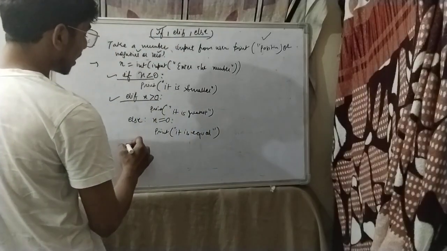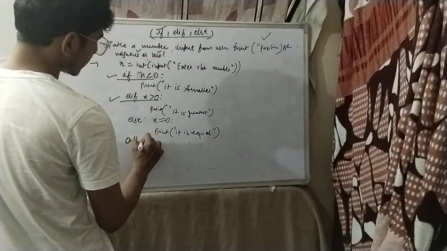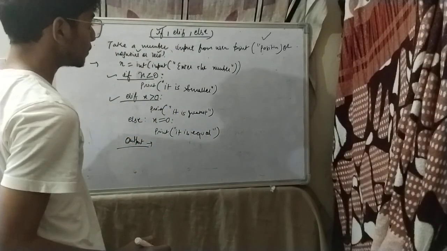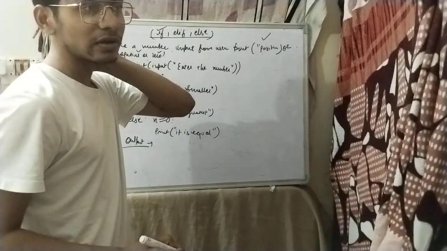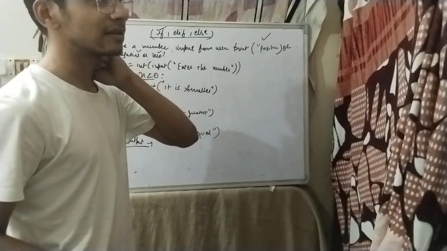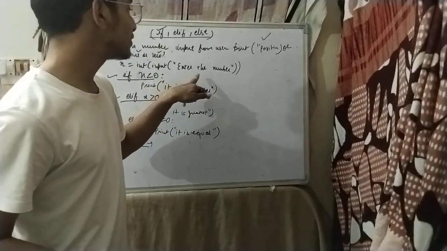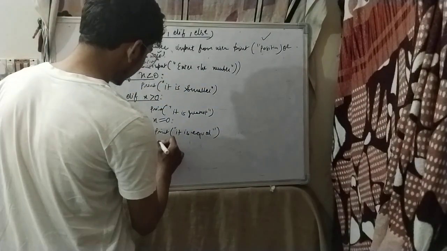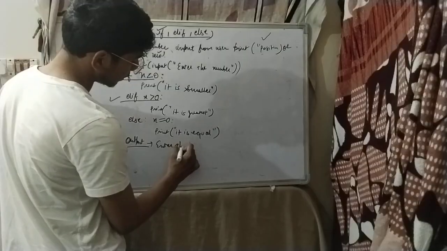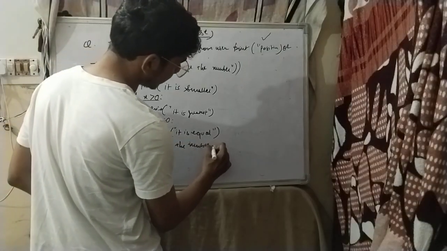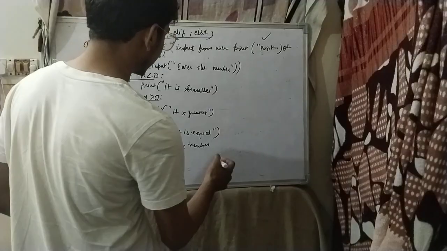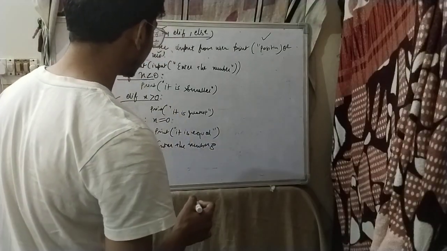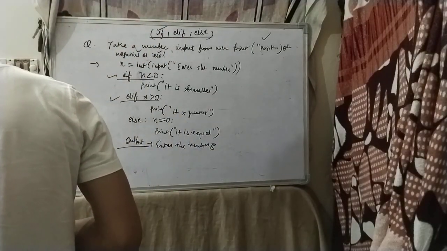Okay, so what is the output of this? We click on the run button, and it immediately shows enter the number. So what we are going to do, enter the number. For example, you are going to write 8.